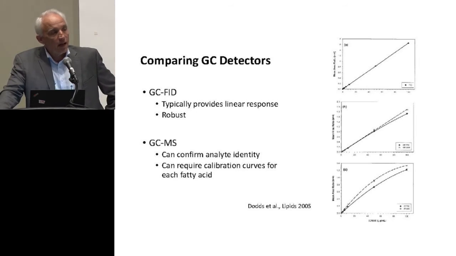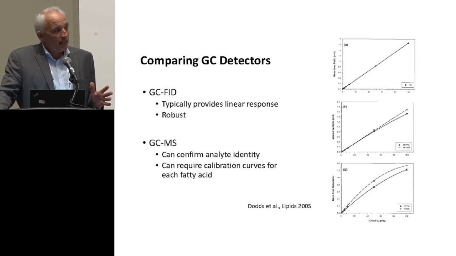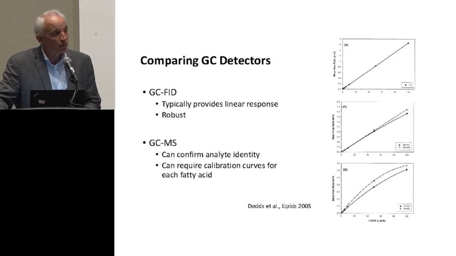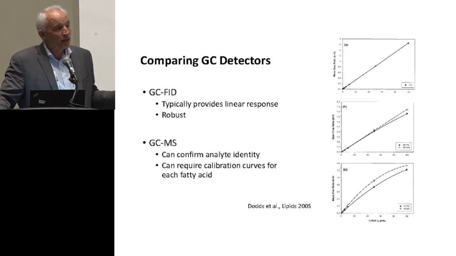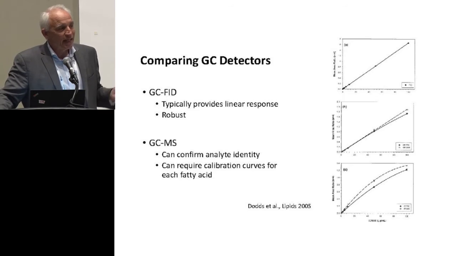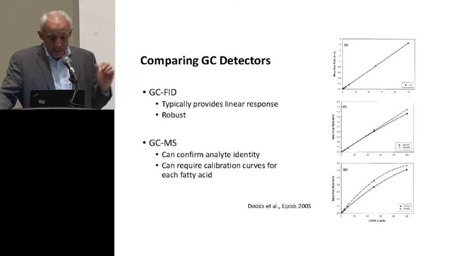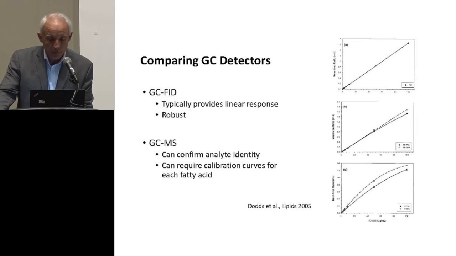So just comparing GC detectors, again, the GC-FID detector typically provides a good linearity of response and is robust. For GC-MS, it allows you to confirm the analyte identity, but it can require calibration curves for each fatty acid. And we understand that is a large undertaking, but it's an important one. So for GC-MS, the issues are a little more complicated because, as you can see over here, you don't have linearity of response. You have to actually predict it using a set of calibration curve standards.